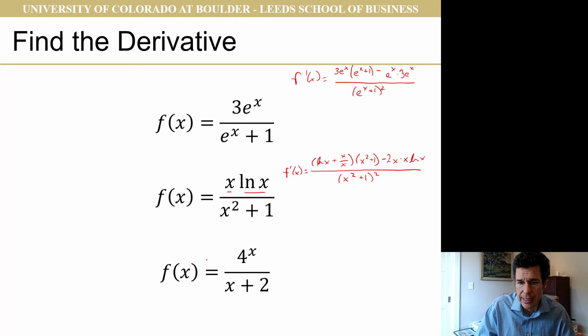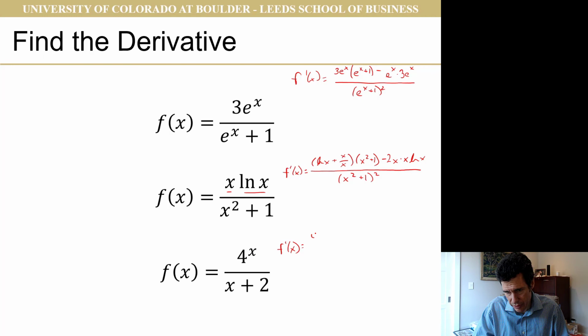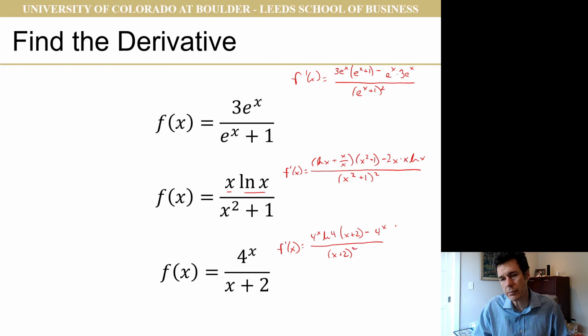Last problem, f of x equals 4 to the x divided by x plus 2. Same thing, quotient rule. Take the derivative of the numerator, which is 4 to the x ln 4, times the denominator, x plus 2, minus the derivative of the denominator, which is just 1, so that's just 4 to the x, all divided by x plus 2 squared. This doesn't look like you can do much simplification. But again, we're just using our quotient rule again and again.